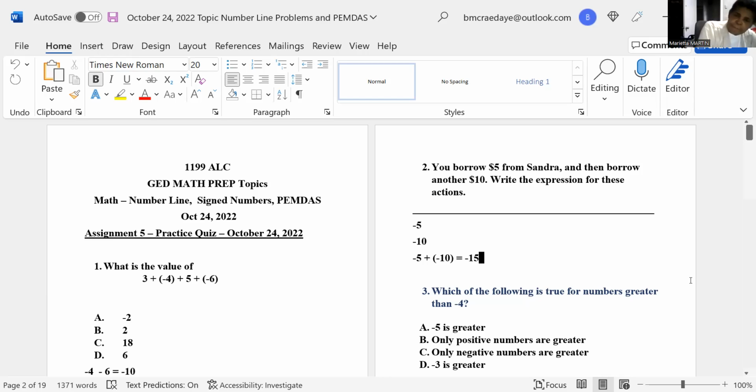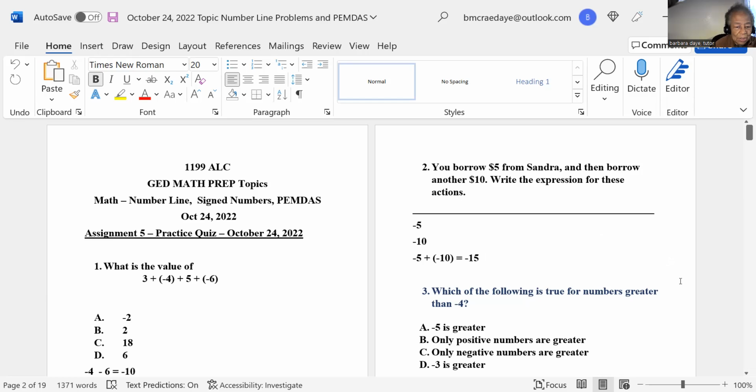So remember when I gave you those sign rules, a negative plus a negative gives you a negative. A plus and a plus gives you a plus. Like 5 plus 10 is 15. Negative 5 plus a negative 10 is a negative 15. So the first one is a negative 5, the second one is a negative 10. Is that clear, Marietta? Yeah, I have that.